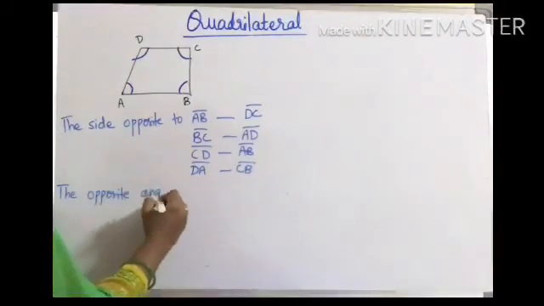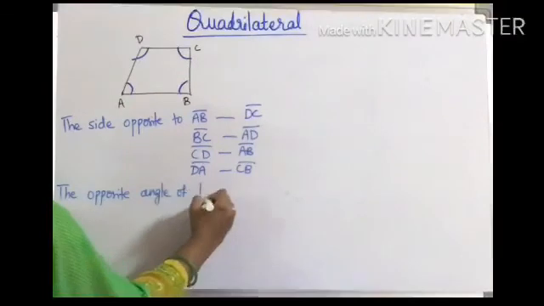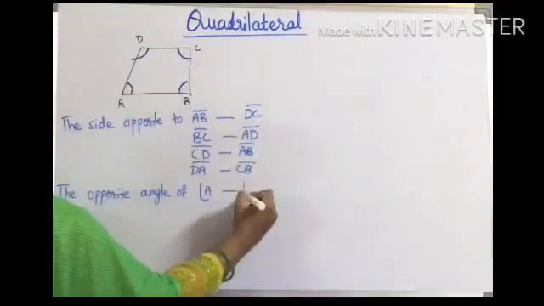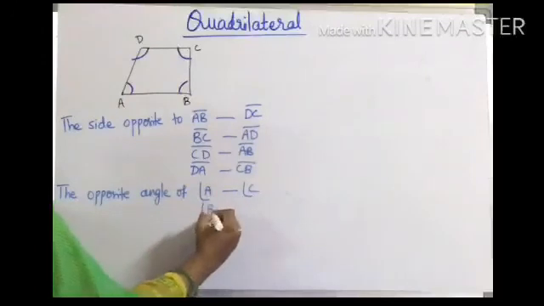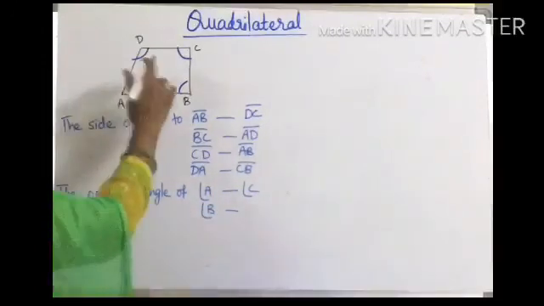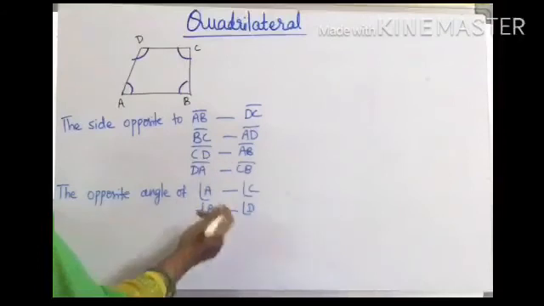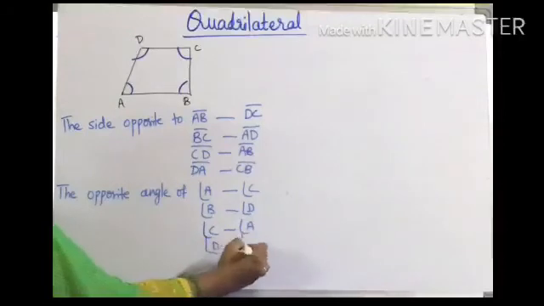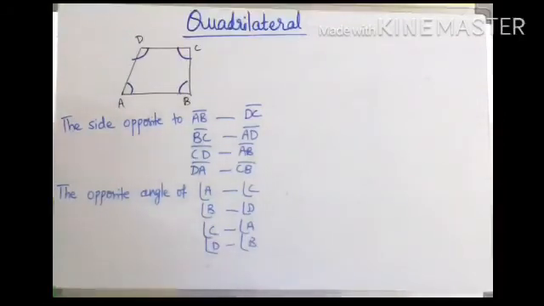Or sometimes you may get the opposite angle. The opposite angle of angle A. What is the opposite to angle A here? It's very easy, angle C. Angle opposite to B? Angle D. In reverse, what is the angle opposite to C? Angle A. Angle opposite to D? Angle B. Yes?